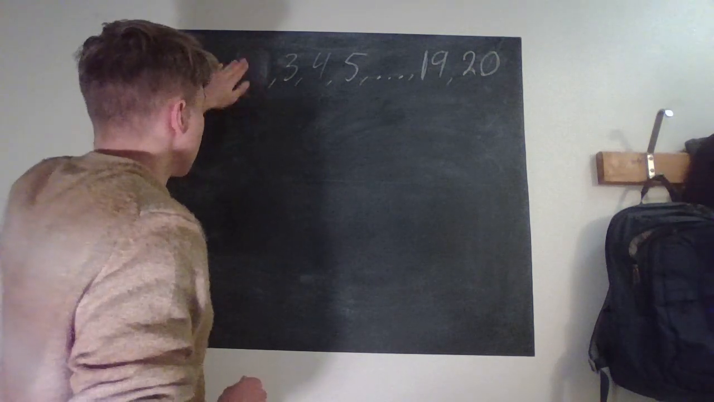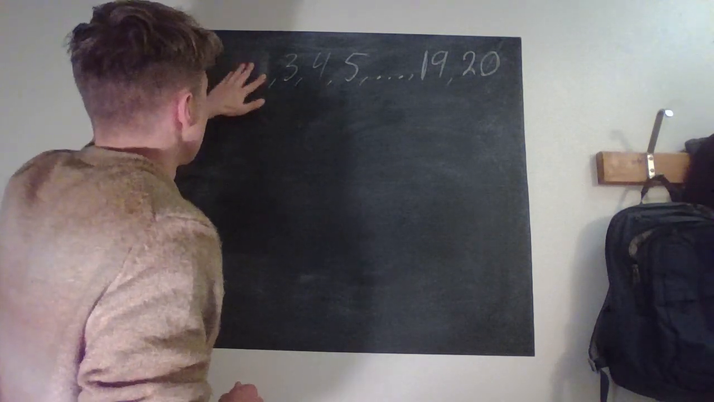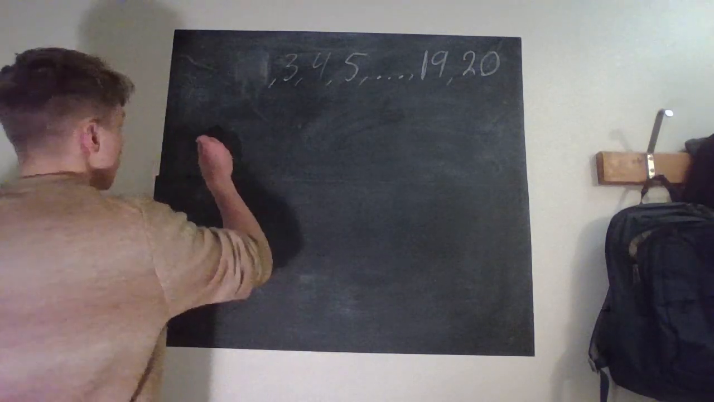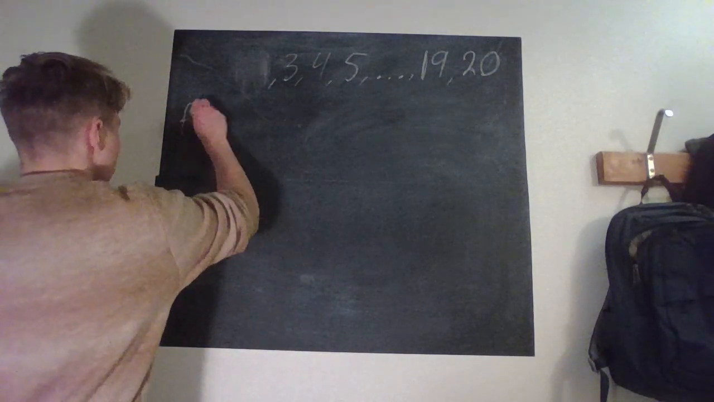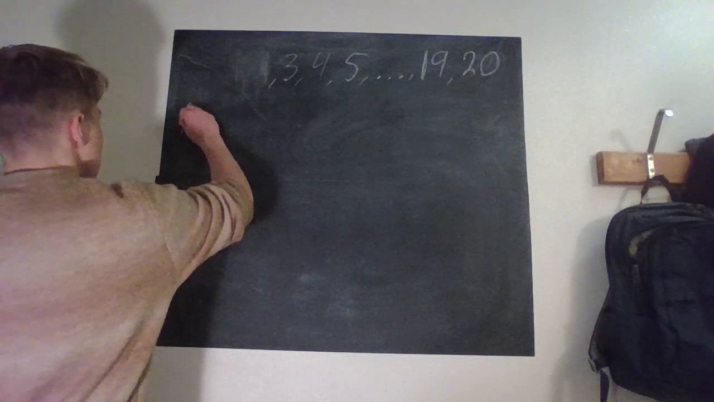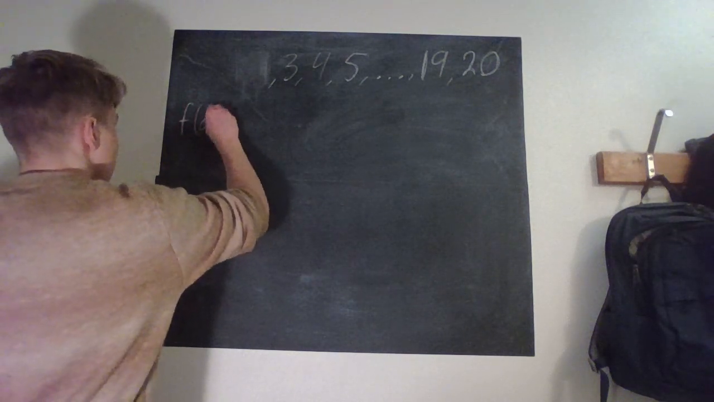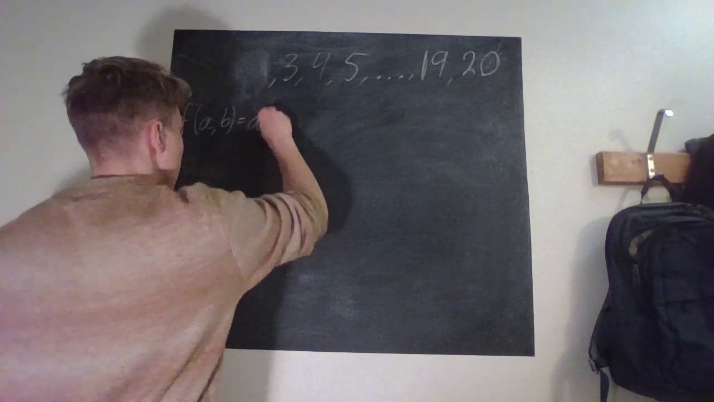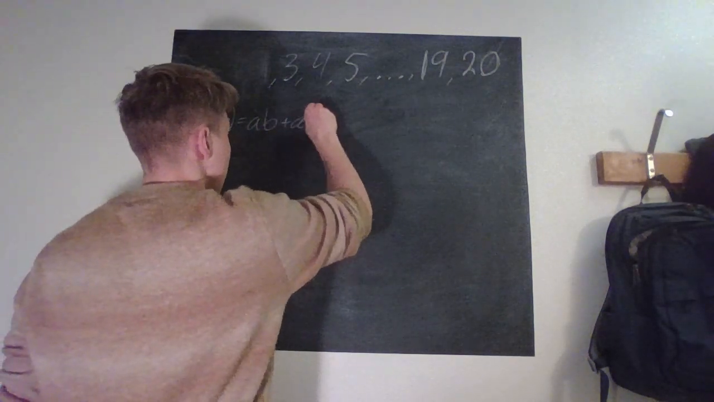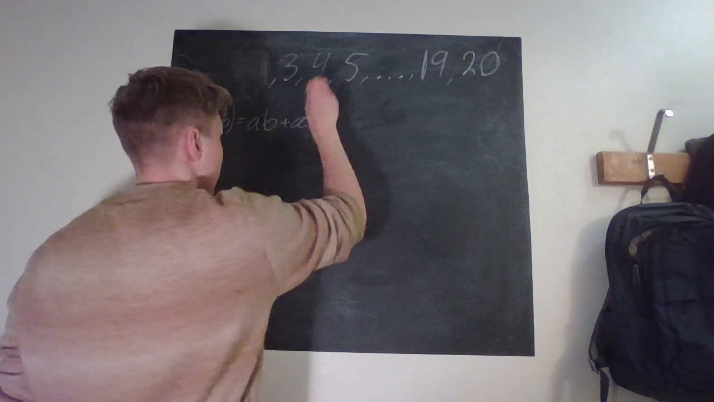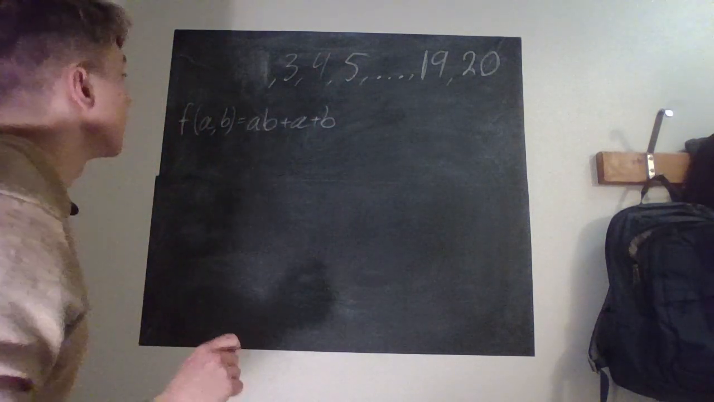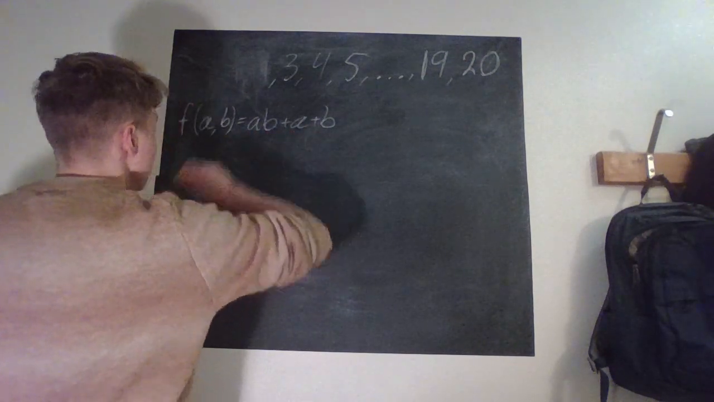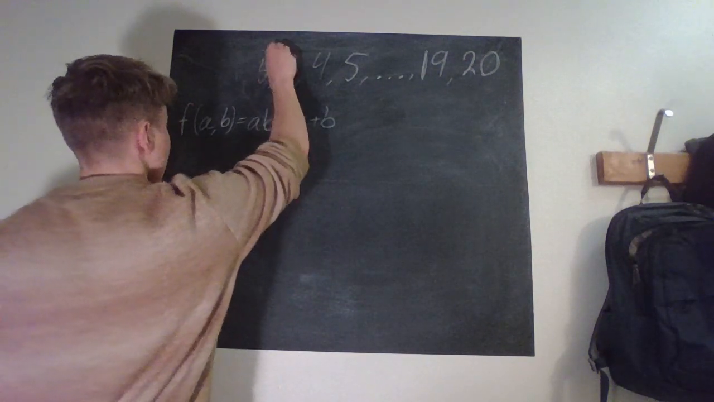erase one permanently, and then replace the other one with the formula of the numbers I took, which we call a and b. The function of a and b is ab plus a plus b. So in this case, if I took 1 and 2, I then exchange it with 1 times 2 plus 1 plus 2, which is then 5.